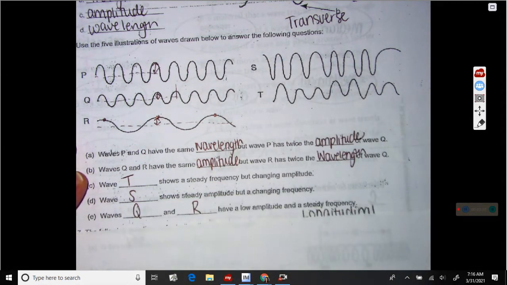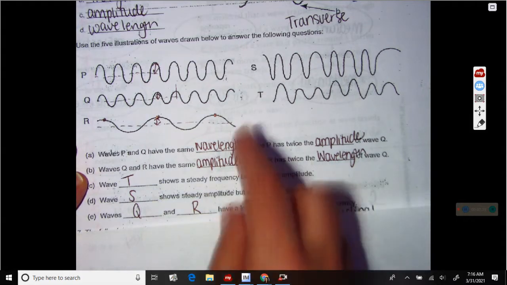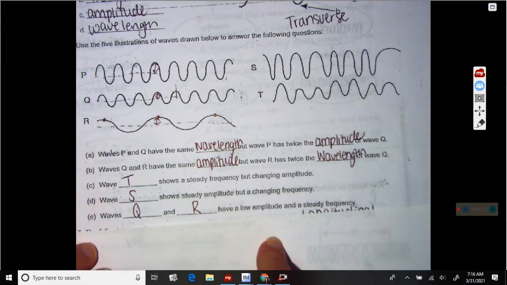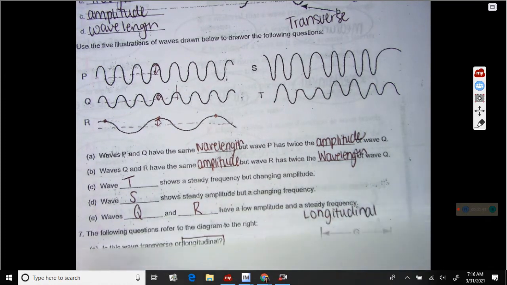And then Q and R. Q and R have low amplitude and a steady frequency. Have low amplitude, meaning they're very short waves, but they have a steady frequency. They don't change. All right, so let's look at this.